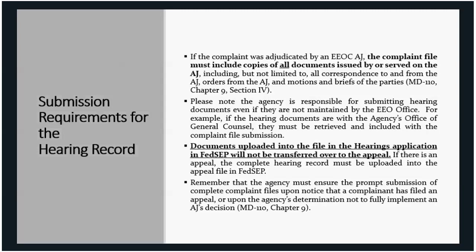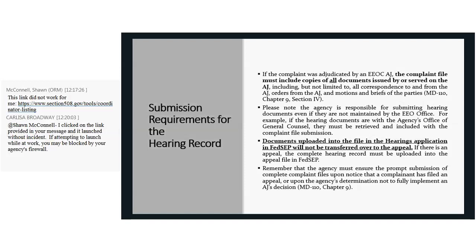So these next slides are extremely important because they cover the hearing record. Most of the document requests we send out to agencies involve missing hearing documents. If the complaint was adjudicated by an EEOC AJ, the complaint file must include copies of all documents issued by or served on the AJ, including but not limited to all correspondence to and from the AJ, orders from the AJ, and motions and briefs of the parties, as noted in MD 110, Chapter 9, Section 4.